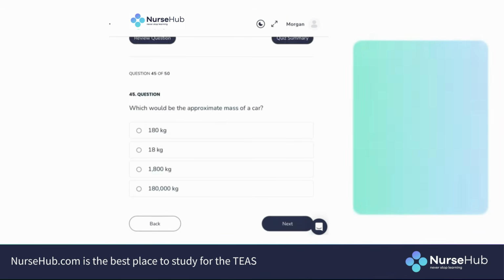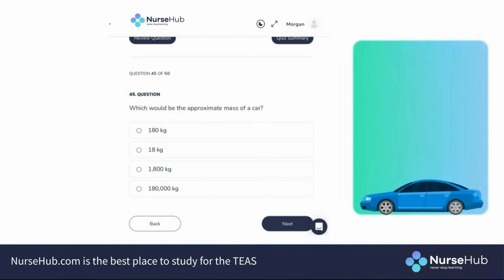All right, let's look at question 45. Which of the following would be the approximate mass of a car? 180 kilograms, 18 kilograms, 1,800 kilograms, or 180,000 kilograms?